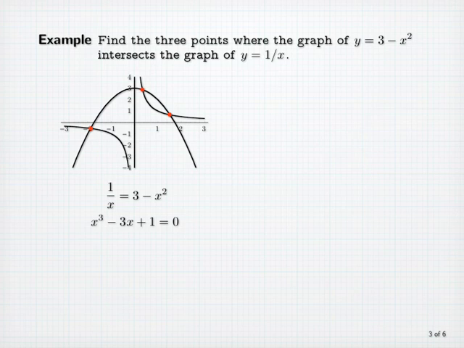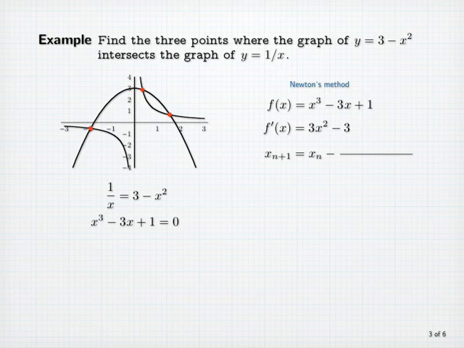This is a root-finding problem where the function is f of x equals x cubed minus 3x plus 1, whose derivative is 3x squared minus 3, and so the Newton's method formula can be written as xn plus 1 equals xn minus xn cubed minus 3xn plus 1 divided by the derivative at xn, 3xn squared minus 3. So let's begin by trying to calculate the leftmost point of intersection.